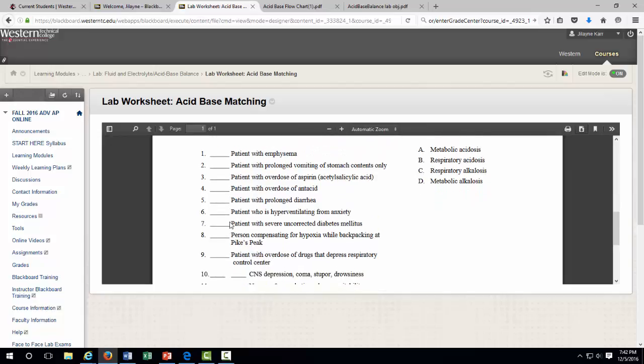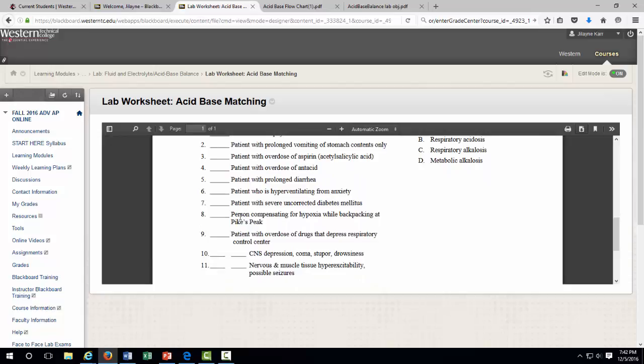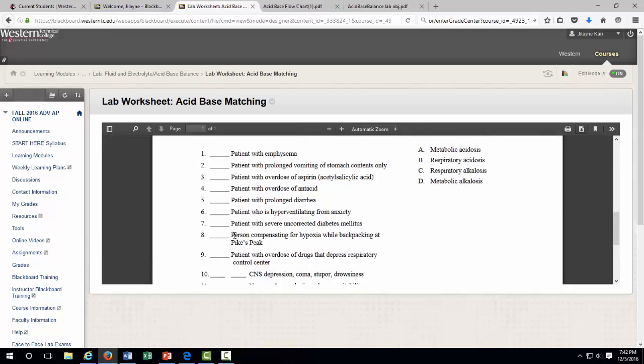Patient with severe uncorrected diabetes mellitus. So that's where they've shifted over to those keto acids, right? A, metabolic acidosis. Person compensating for hypoxia while backpacking at Pikes Peak. So they're compensating, they're having a really hard time getting oxygen, so they're breathing really hard and fast. Yep, respiratory alkalosis. So they're trying to make up for that.